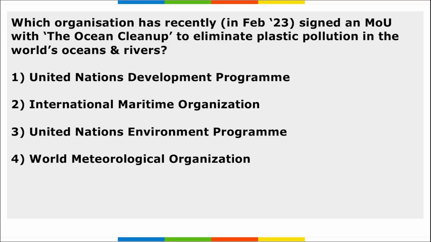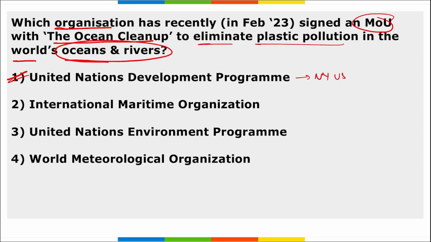All right. Next, which organization has signed an MOU with The Ocean Cleanup to eliminate plastic pollution in the world's oceans and rivers? So the organization that has signed this is UNDP, that is the United Nations Development Programme. Headquarters is in New York, USA. They have signed an MOU with The Ocean Cleanup to eliminate plastic pollution in the world's oceans and rivers.